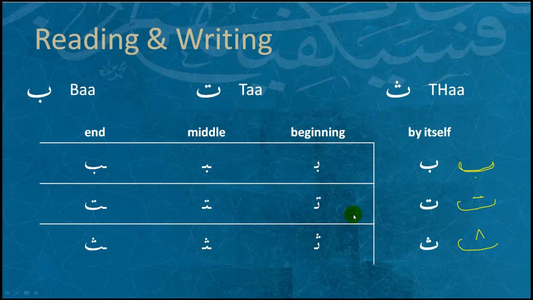Now, in the beginning of a sequence, the Baa Taa Thaa body looks like this. And you fill in the dots as appropriate. In the middle, it looks like this. You come in from the previous letter. You write this little nib here. It's just a nib. And then you come down and you go into the next letter. And you fill in the dots as appropriate.